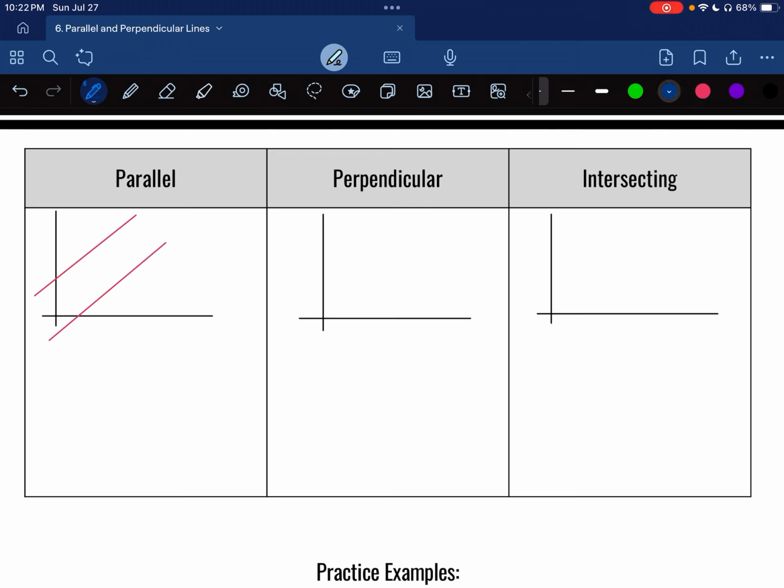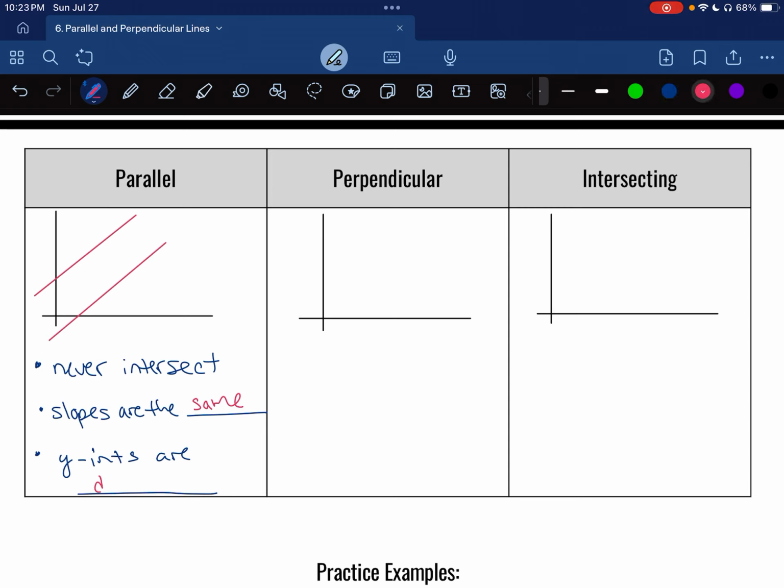All right, so a couple of things about our parallel lines here. Parallel lines never intersect. Slopes of two parallel lines are the same, and their y-intercepts are different, because if they had the same slope and the same y-intercept, they'd just be the same line, not necessarily parallel lines, right? Because they'd be intersecting constantly, because they'd have every point in common.